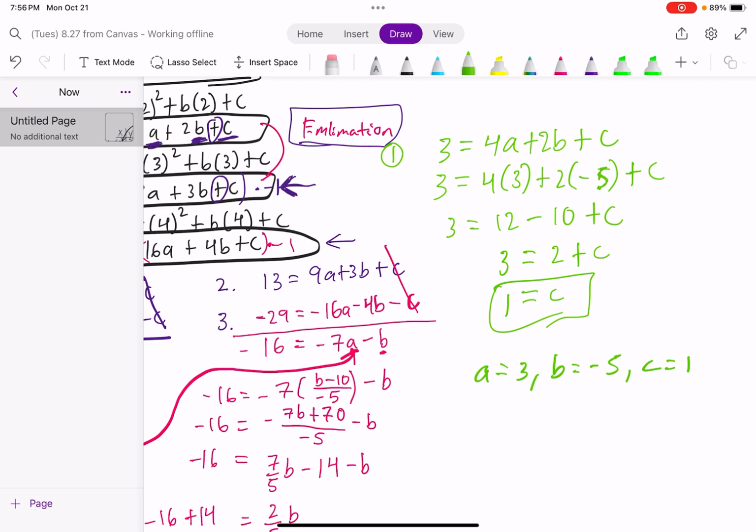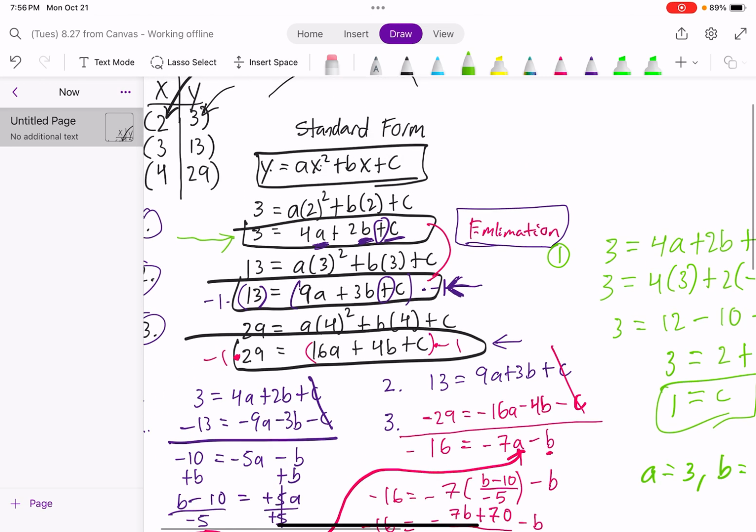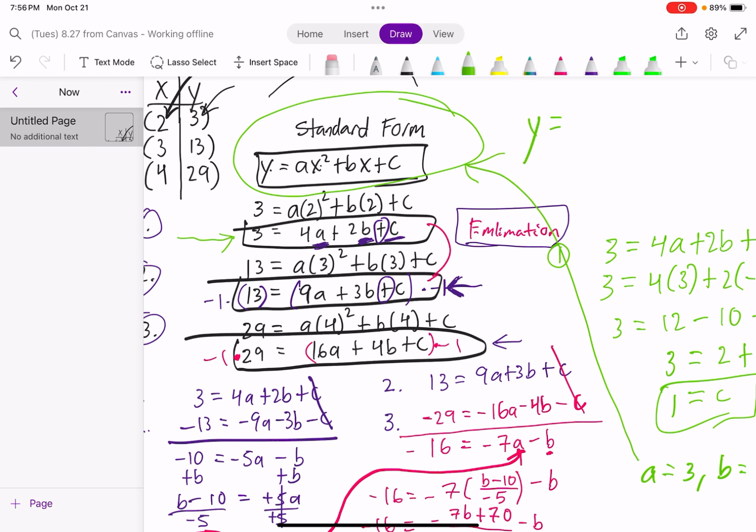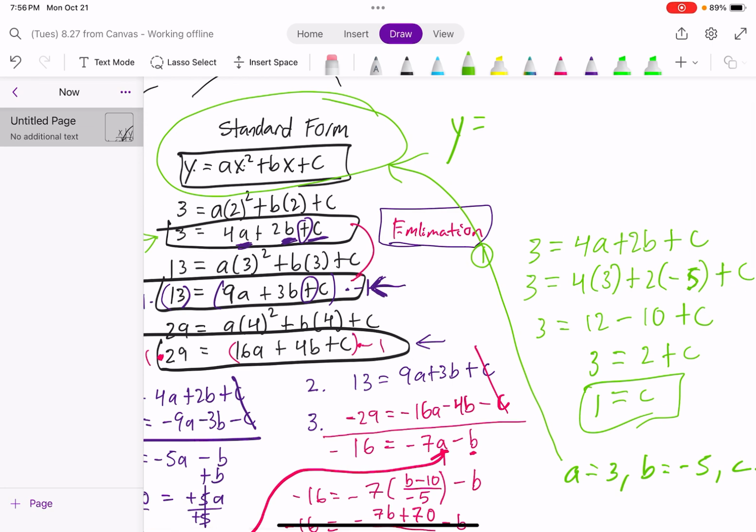Now I can just plug it and chug it into my generic equation, which is here. I'm going to put these values right here, and I'll get Y is 3x squared, plus negative 5.